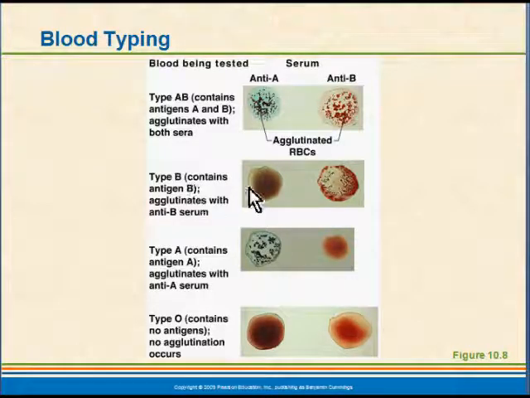Type B blood, it's not going to react to the A antibodies. It will only react to the B, which tells us we can give that person type B blood or type O. If we have type A, it's only going to react to the A. If we have type O, it doesn't react to anything. Now, that does mean that this person can only receive type O blood, but it also means that they can give to just about anybody.